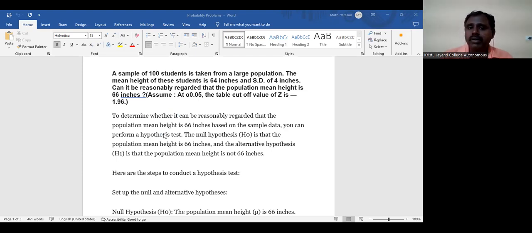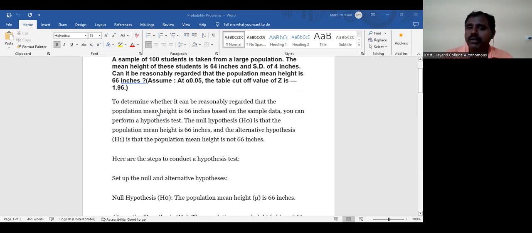Okay, so now what do you have to find out here? We have to determine whether it can be reasonably regarded that the population mean height is 66 inches based on the sample data. For that, we have to perform the hypothesis testing. I said there are two hypotheses: one is null hypothesis, another one is alternative hypothesis. You can either accept or reject the null hypothesis based on the conclusions. Now you can see here, the null hypothesis, we are going to take as: the population mean height is 66 inches.